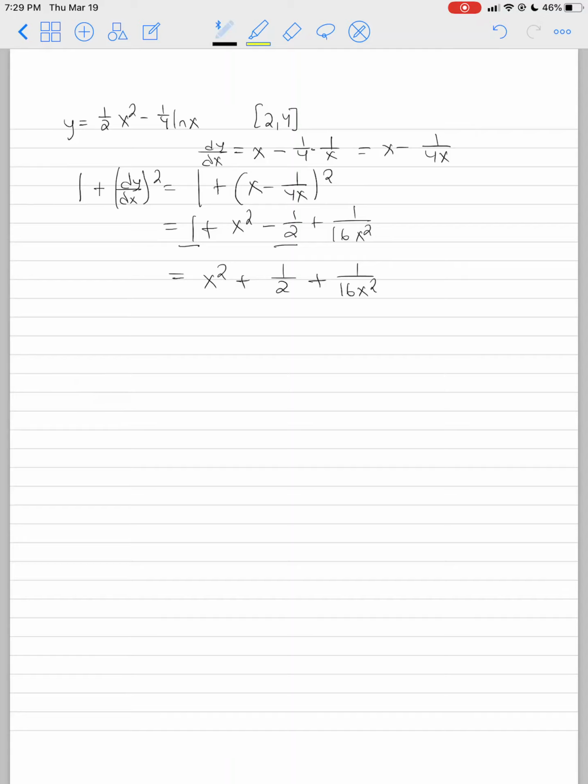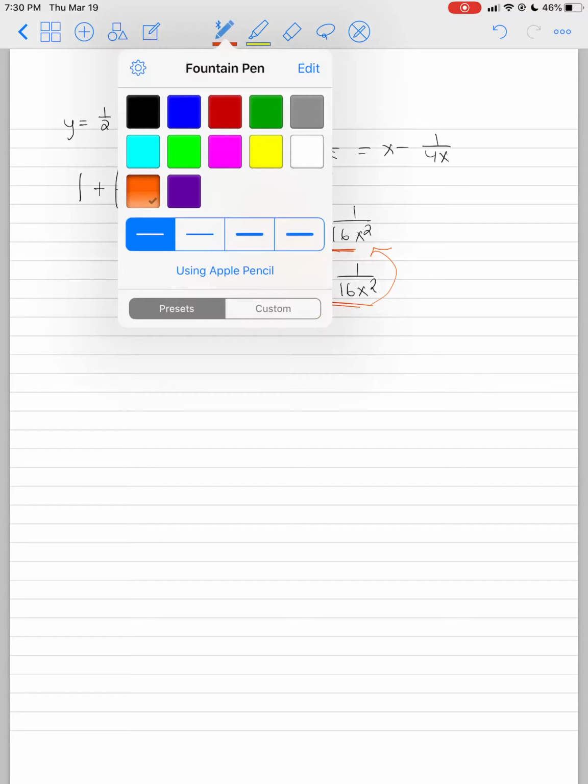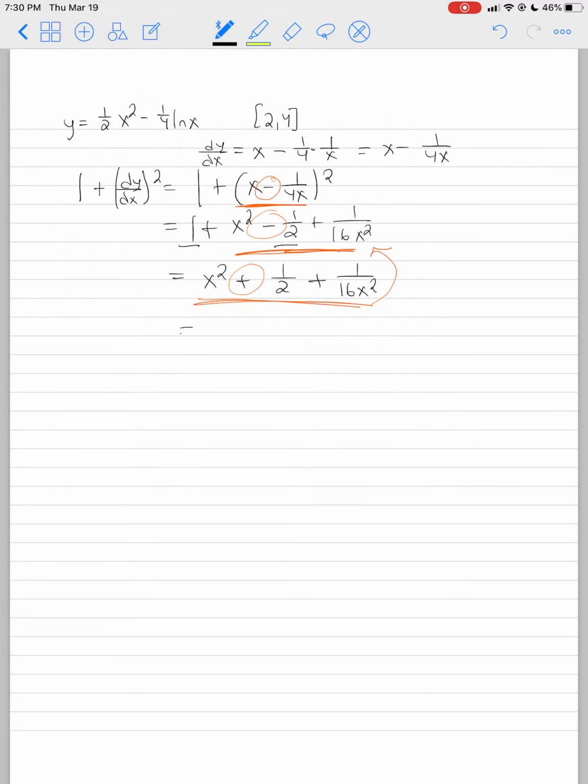Now, notice, when I FOILed out x minus 1 over 4x, quantity squared, I got this. The thing I now have is identical to this one, except this minus sign has become a plus. Well, the minus sign came from here. So this will actually factor as x plus 1 over 4x, quantity squared. This is actually a very common trick that will happen with these types of arc length problems.